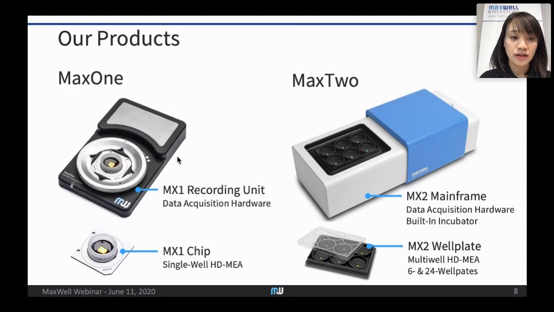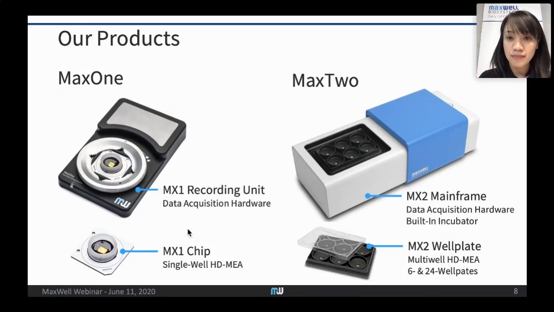We have here the recording unit, which is the data acquisition hardware, and this is the consumable, which is the chip, Max 1 chip, wherein this is where you put your sample to be able to record from them. Here on the right side, we have Max 2, which is our multi-well version of Max 1.